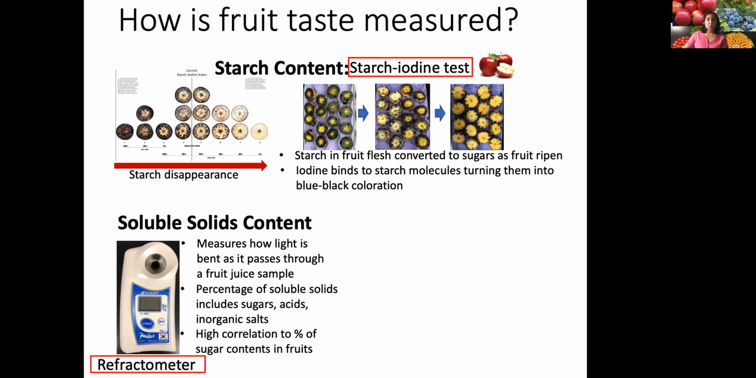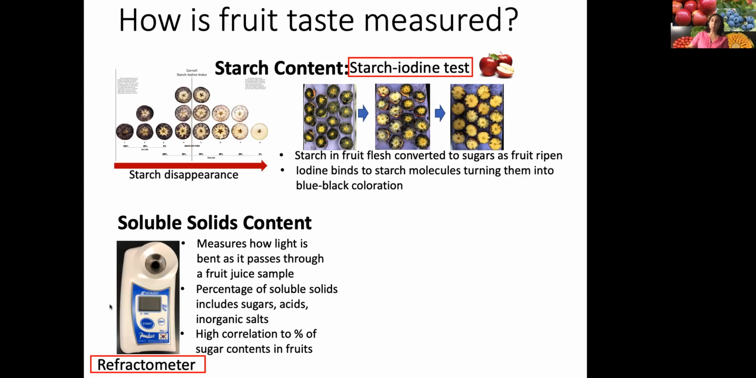But we can also measure specifically soluble solid contents, okay, or sugars per se. And for that, we use, again, this very portable and simple instrument called the refractometer. What we do here is that we take a juice sample from our fruit and we deposit it on this lens here, a very small amount of juice.